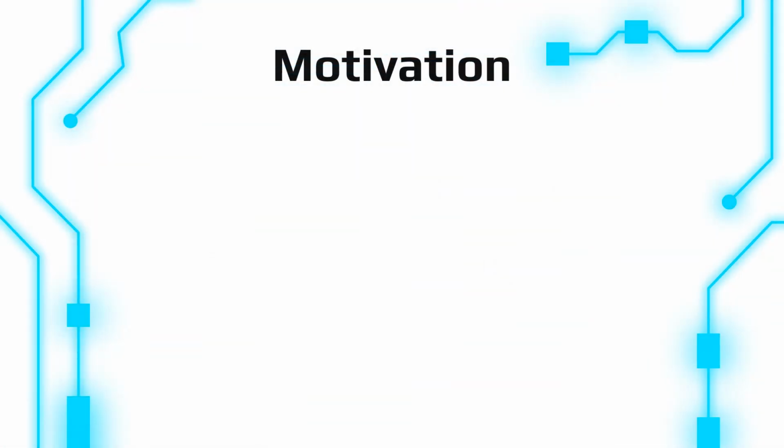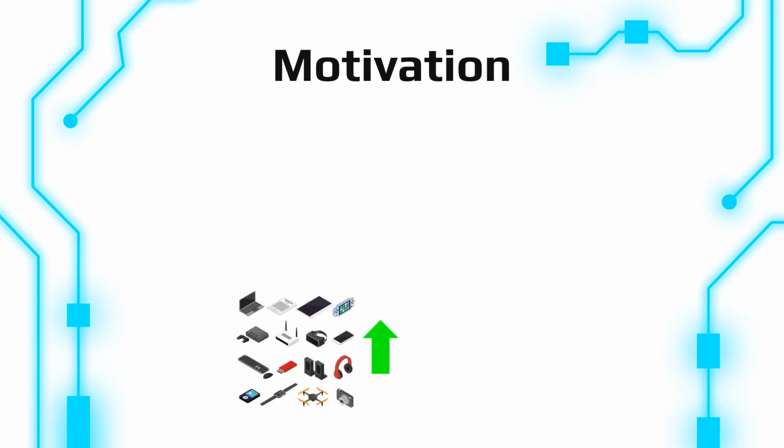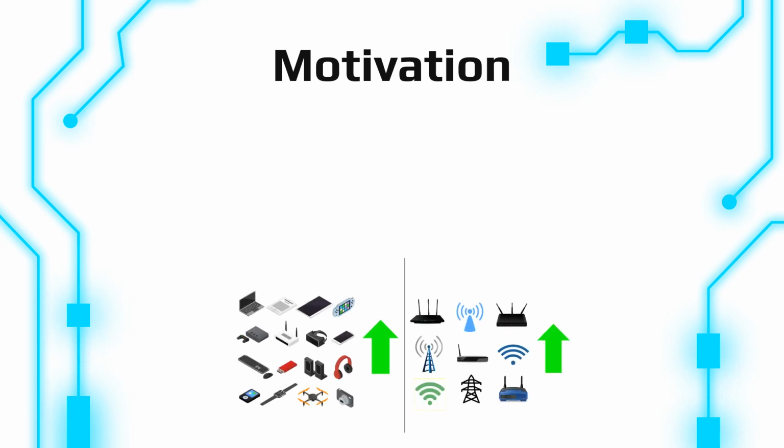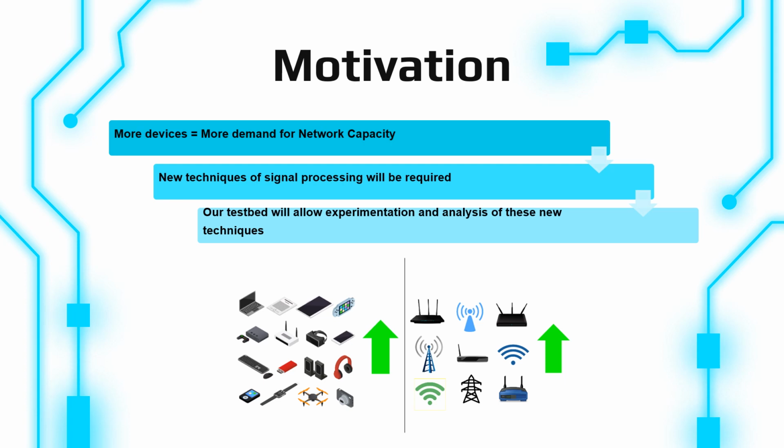The motivation behind this project is to increase network capacity. As more devices are connected to the internet, we have more congested networks in your home, like when your refrigerator, your phone, and your computer are all connected to the internet. So now we need new techniques to process all these signals, and our testbed, which is open source and modular, allows researchers to take this type of research from the simulation realm to the emulation realm.